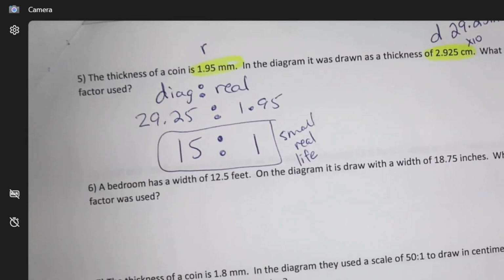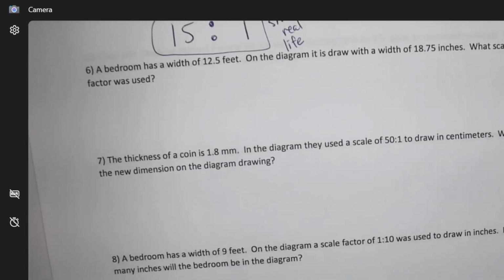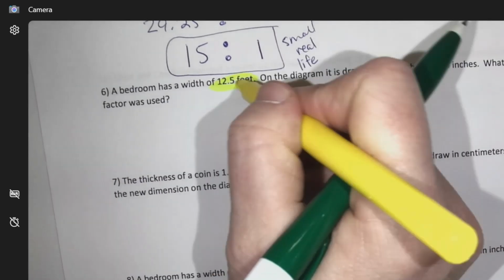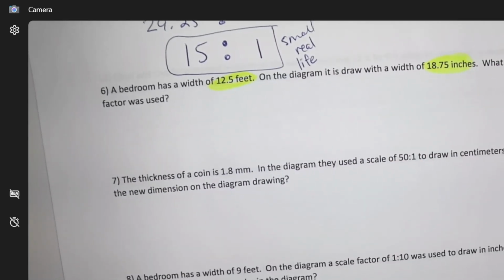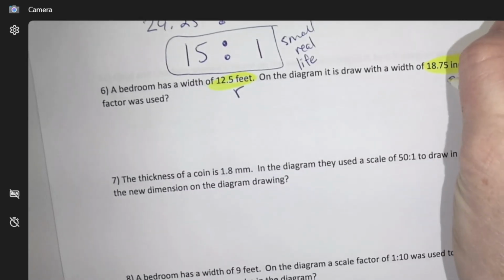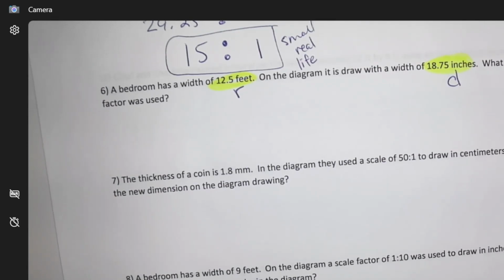Okay, a bedroom has a width of this, and on the diagram it was this. So there and there, which one is the diagram? Which one's the real? Okay, mix and match again. We got feet and inches. So what do you want to do? Should we go everything feet or everything inches? And I would pick everything inches. Would be a little bit easier.